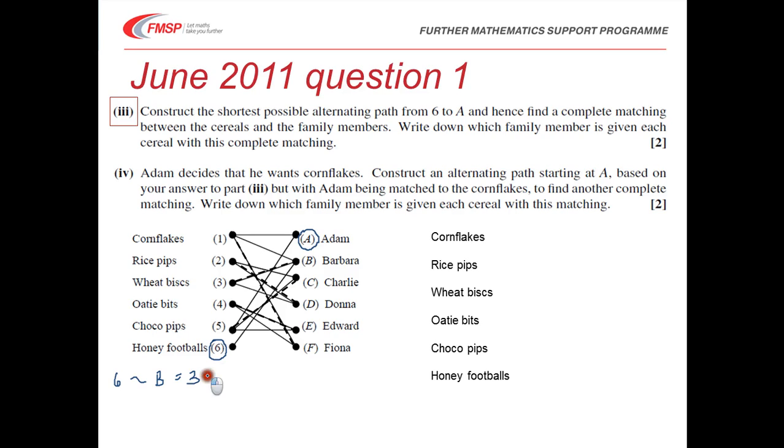Then from 3 we'll go to D, and from D we'll go along an edge which is in the initial matching, so that will take us to 2, and then from 2 to C, from C to 5, and from 5 to A. So just check that you can get from 6 to A, and it's alternating because it's not in the initial matching, in the initial matching, not in the initial matching, in the initial matching, and so on.